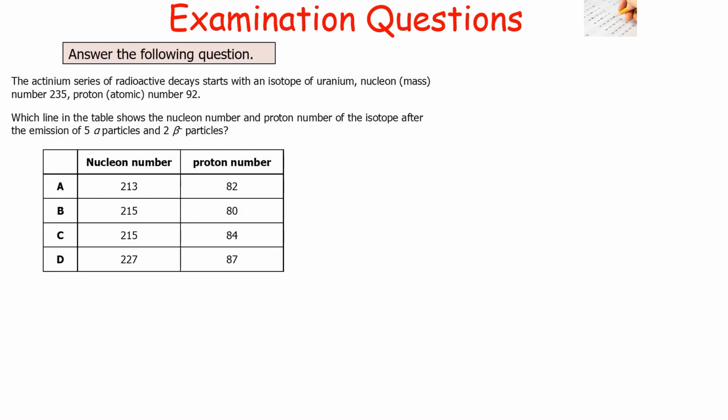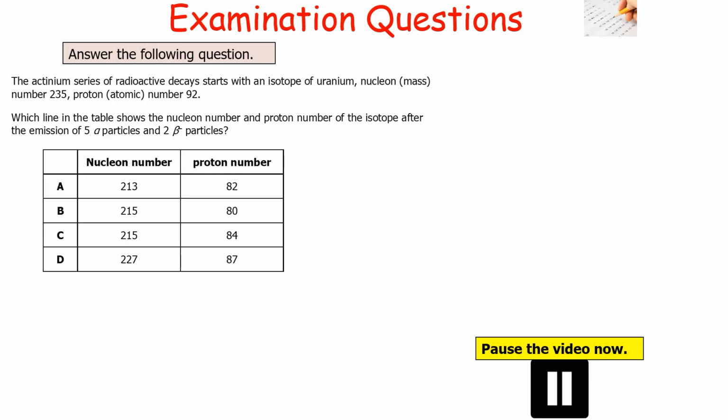It's A. The next question says, the actinium series of radioactive decay starts with an isotope of uranium of mass number 235 and proton number 92. Which line in the table shows the nucleon number and proton number of the isotope after the emission of 5 alpha particles and 2 beta minus particles? So pause the video now, then unpause the video when you want to go through your answer.